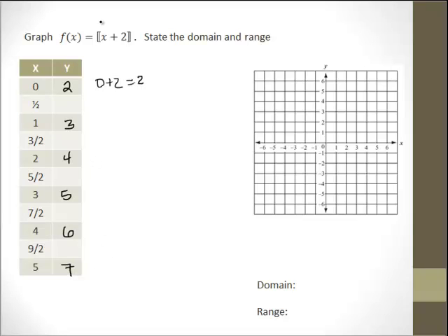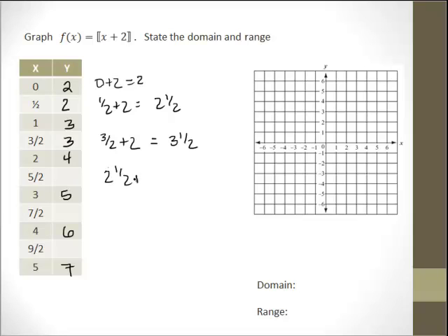Okay, now we have put a 1/2 in here. So we have 1/2 plus 2, that's 2.5. What's the greatest integer just less than 2.5? It's going to be 2. What is 3/2 plus 2? 3/2 is the same as 1.5. 1.5 plus 2 is 3.5. The greatest integer just less than 3.5 is 3.